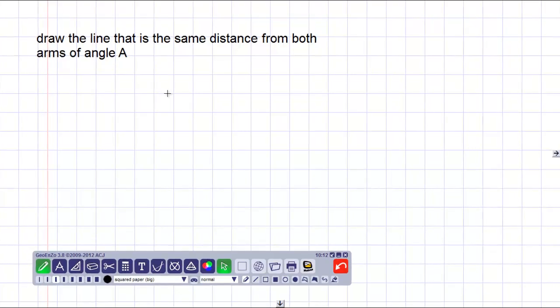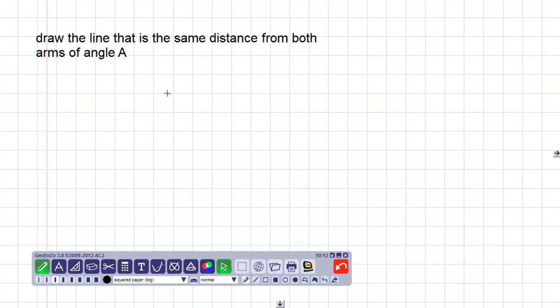Okay, one of the things that you're going to be asked to do is to draw the line that's the same distance from both arms of an angle. Now, just as we had with the perpendicular bisector and the circle, this is a case where you really know what it is, but when I change the language to something like that, it becomes more difficult.